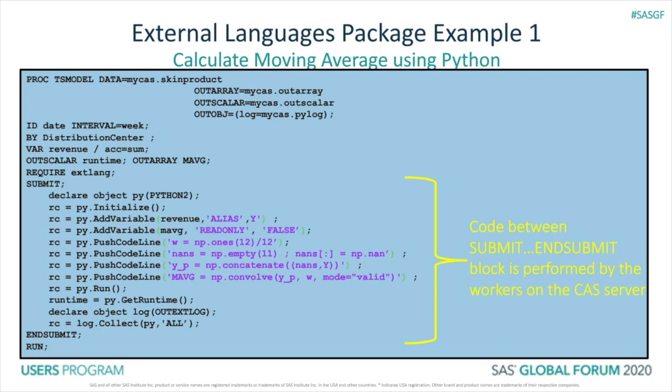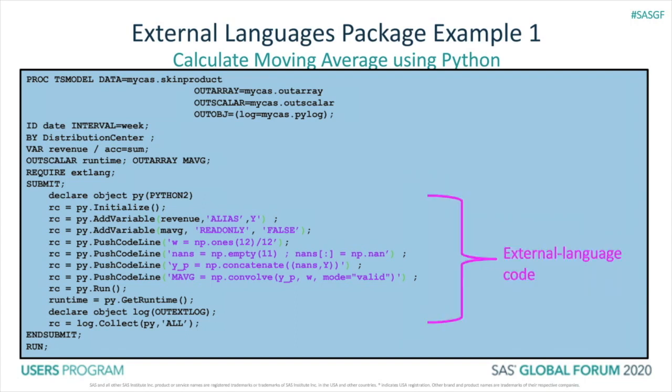The first thing to emphasize here is that the code between the submit and end submit blocks, keep in mind, is what's going to actually run in the cluster on the worker nodes. The rest is basically setup code, where you're going to specify the tables you use for input and output and whatnot. And then this section of code here in the purple, that is your external language specific code. As you can see, this program is mostly just using external language code. The rest is boilerplate stuff. All right, so let's get to the first part here.